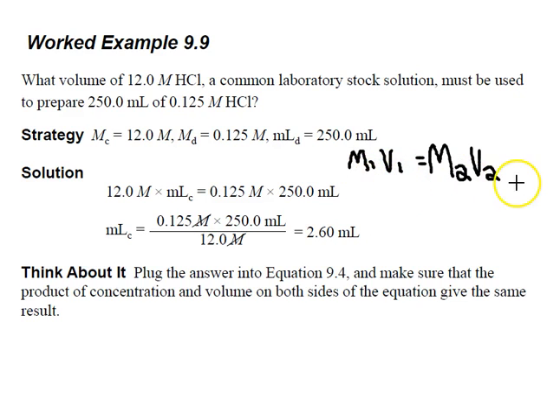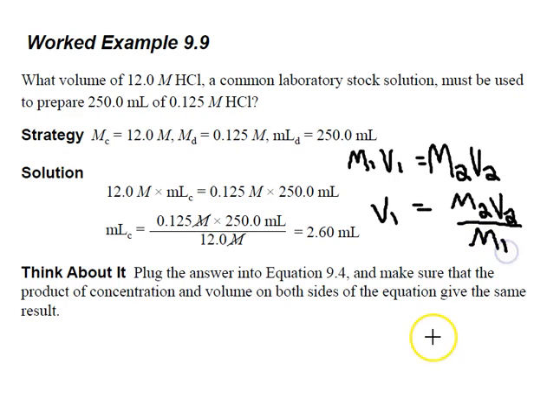So if we divide both sides by M1, we would get V1 equals M2V2 over M1. And let me just write that. So we get V1 equals M2 V2 over M1. And that's what's shown here. So here's our V1. Our M2 is 0.125. Our V2 is 250. And our M1 is 12 molar. And we do the math here. The molarity cancels, and then we're left with a volume of 2.60 milliliters.